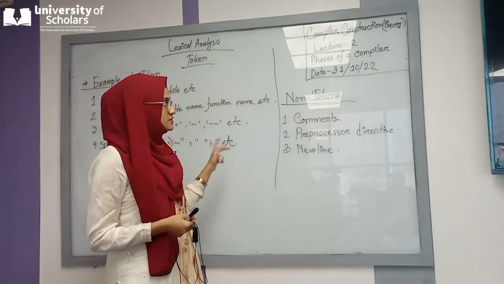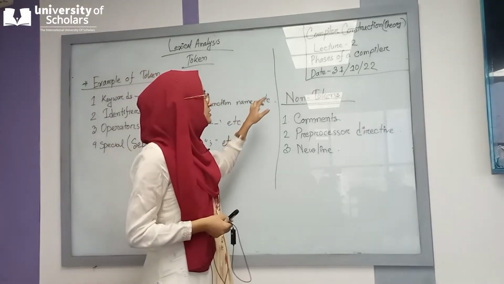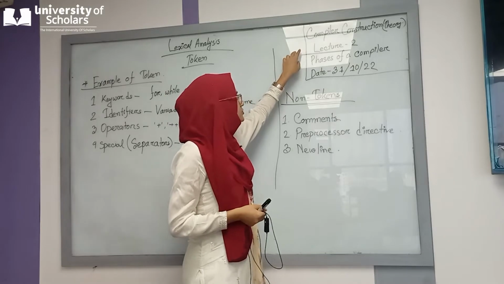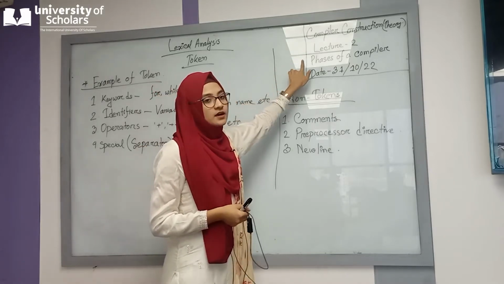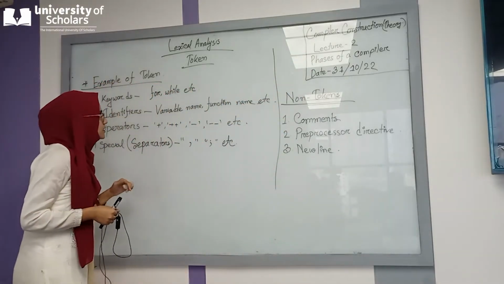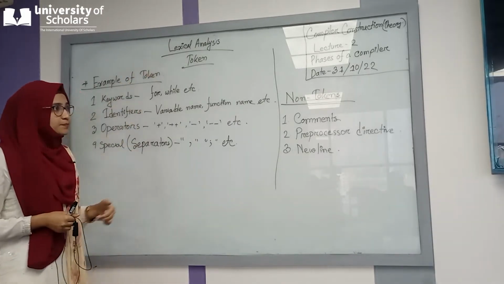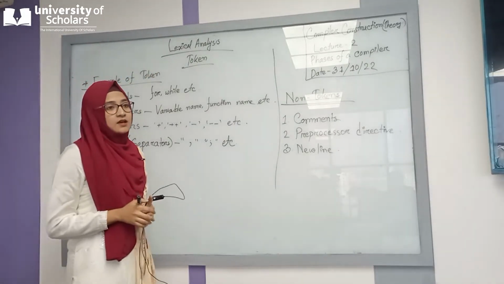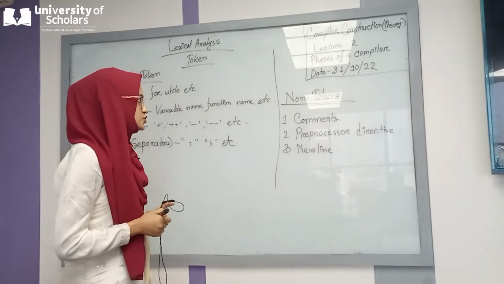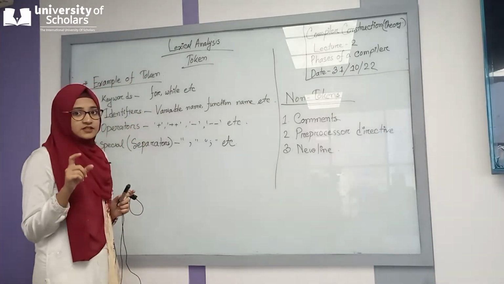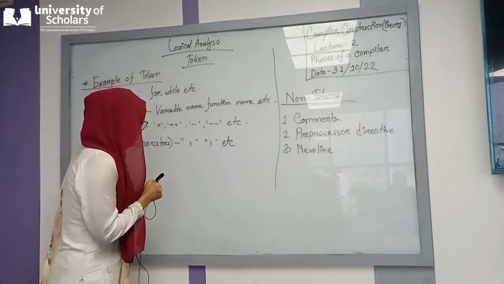This is compiler construction theory class, and today we are conducting lecture 2, and today's topic is phases of a compiler. So the first phase of the compiler is lexical analysis. We all know that. So what is the purpose of the lexical analysis? The purpose of the lexical analysis is to identify the tokens. And now what is the token?